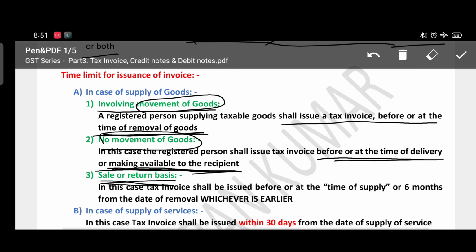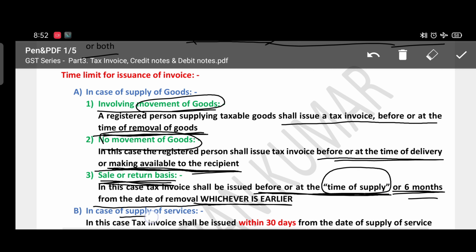In such cases, the tax invoice will be issued before or at the time of supply, or 6 months from the date of removal of goods, whichever is earlier. And time of supply is a separate chapter in this series. I will explain it in the next series, so please follow this series. In case of sale or return basis, this is the time limit for issue of tax invoice.